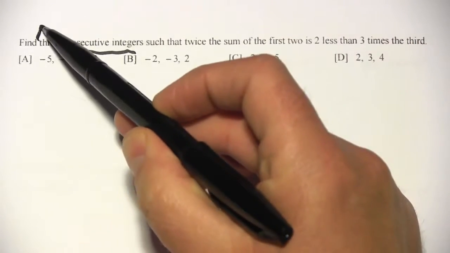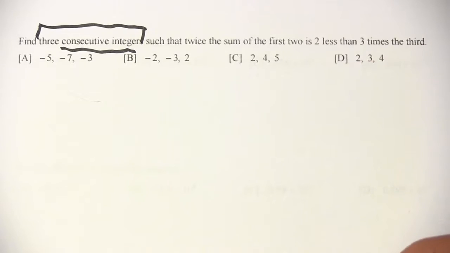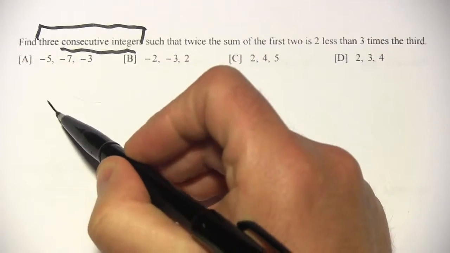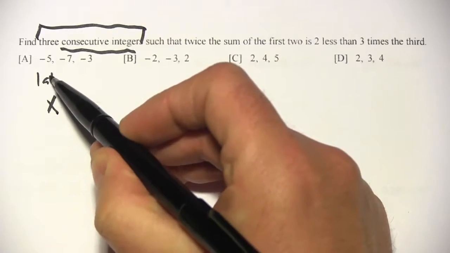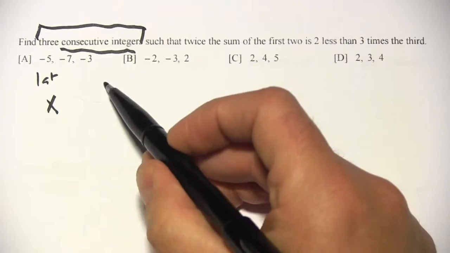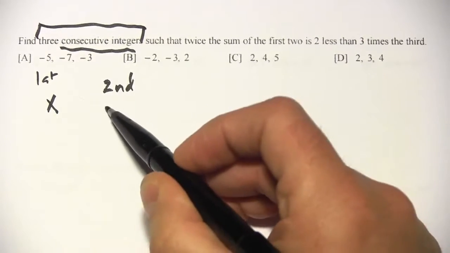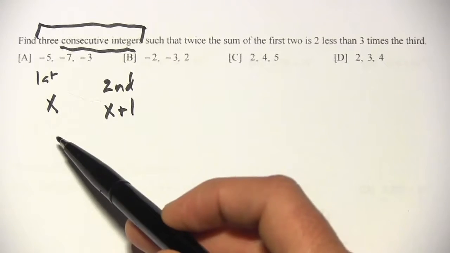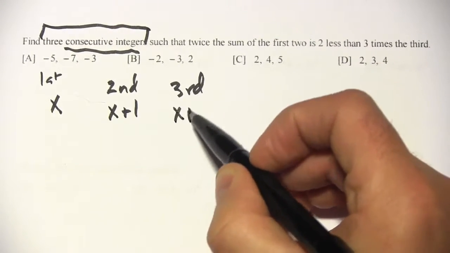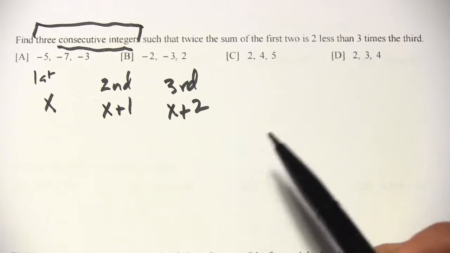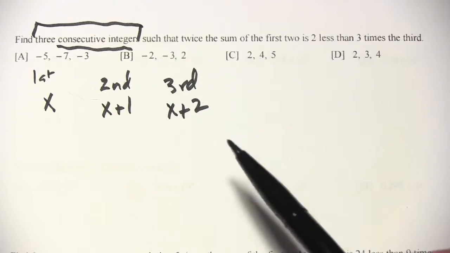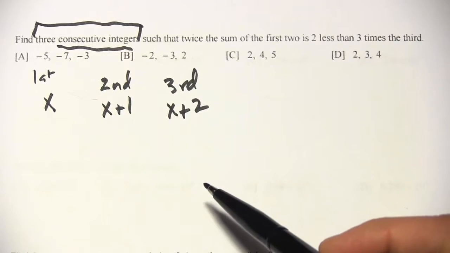First of all, we're dealing with 3 consecutive integers, and we don't know what they are. So let's call the first one x. So that's our first consecutive integer. Since they're right next to each other, the second consecutive integer we can call x plus 1. So if x was 1, this would be 2, and then our third consecutive integer is going to be x plus 2. So when you're dealing with consecutive integers, that's the first trick to know. So those are our consecutive integers.